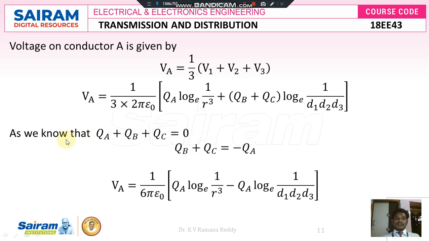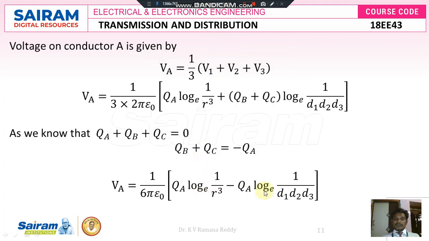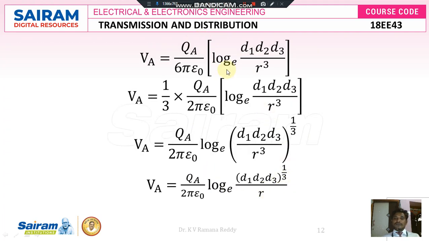Therefore, as we know that the charges at the three conductors, QA plus QB plus QC, is equal to 0, from here QB plus QC is equal to minus QA. I can replace QB plus QC with minus QA here. The simplified equation becomes 1 by 3 into 2 pi epsilon naught, QA ln of 1 by r cube minus QA ln of 1 by d1 d2 d3. This looks like log A minus log B, which is log of A by B, that is ln of d1 d2 d3 divided by r cube.